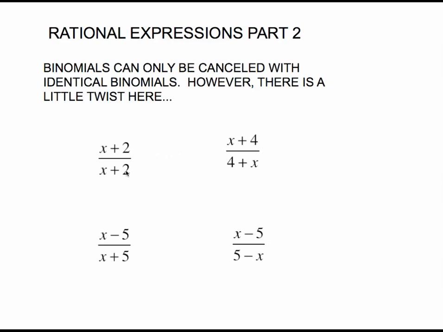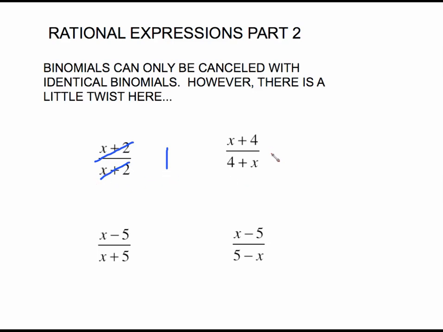x plus 2 over x plus 2. This binomial and this binomial are identical, and I get to cancel those out and just get 1. We're not canceling them individually. It's not x with x and 2 with 2. It is the binomial x plus 2 with the binomial x plus 2 gives us 1.